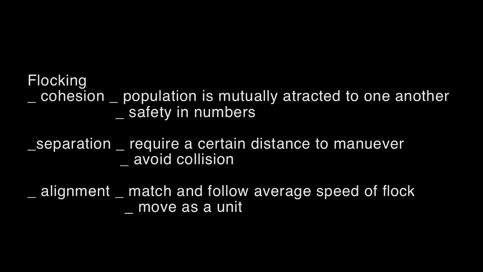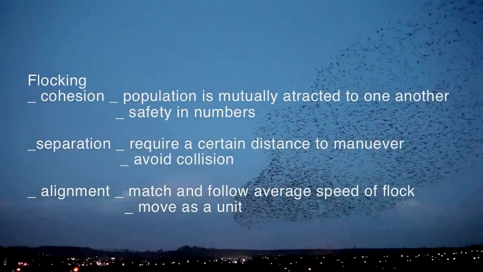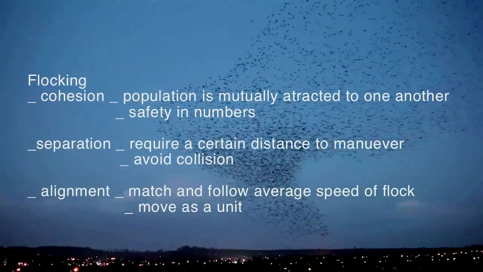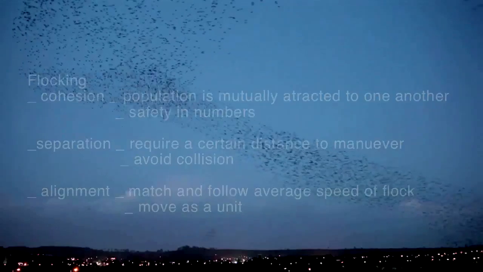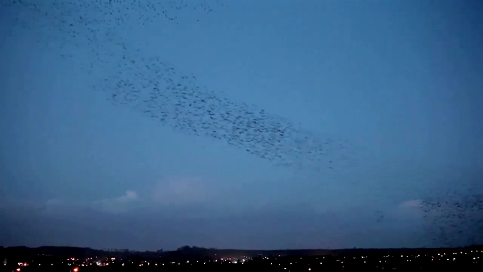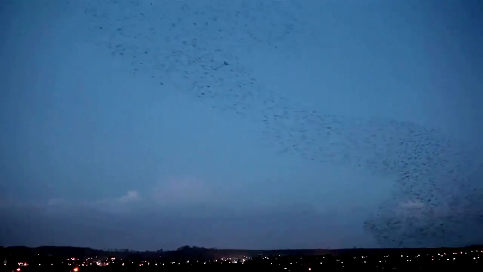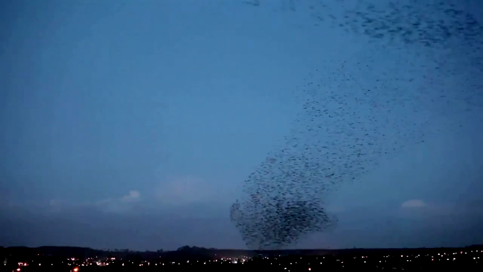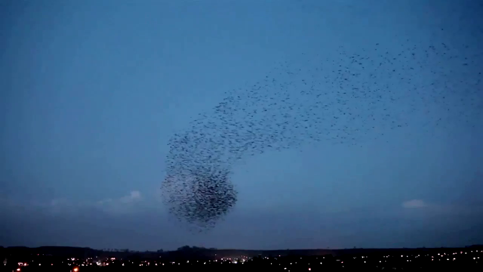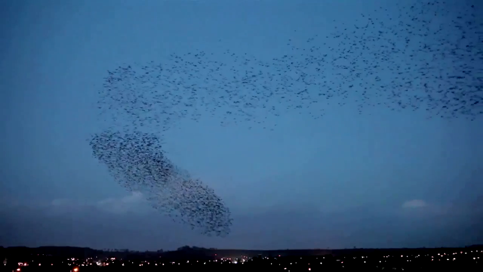Cohesion represents the sample population's mutual attraction to each other, as in safety in numbers. Separation represents a certain distance required to maneuver in order to avoid collision, and then alignment really specifies the ability or the need to move as a unit in direction, speed, and objective.